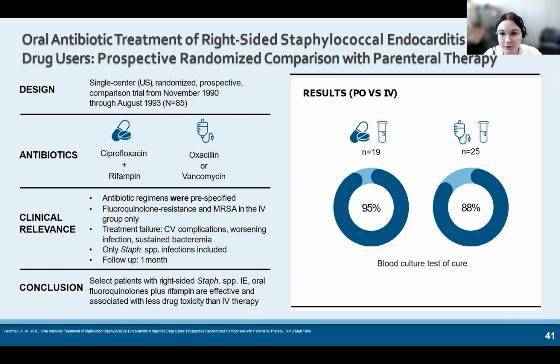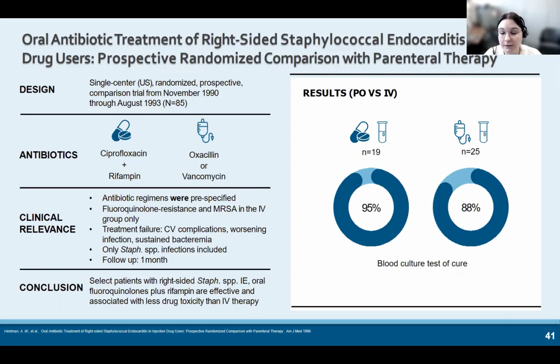Only staph infections, as you can tell by the title of this trial, were included, and the follow-up really was only 1 month, so it was a very short-term follow-up. The primary outcome was blood test of cure, which was reported only by those who completed antibiotic treatment, which occurred in 95% of those randomized to receive oral treatment and 88% in the IV treatment group. Blood tests of cure were done at hospital days 34, 35, and after 6 and 7 days post-treatment.